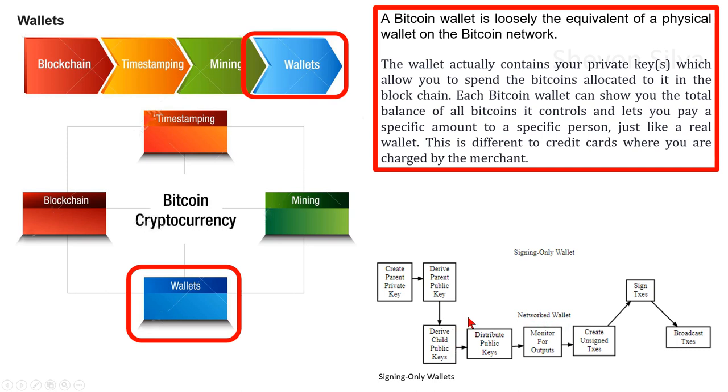The network wallet uses the parent public key to derive child public keys, optionally helps distribute them, monitors for outputs spent to those public keys, creates unsigned transactions spending those outputs, and transfers the unsigned transaction to the signing only wallet. Often users are given a chance to review the unsigned transaction details, particularly the output details, using the signing only wallet.